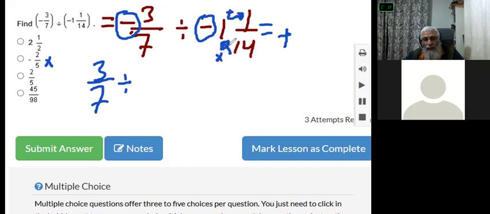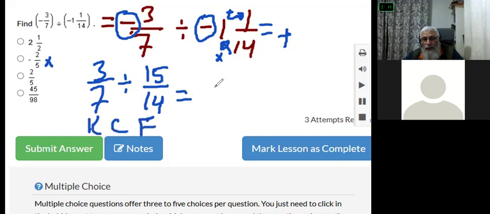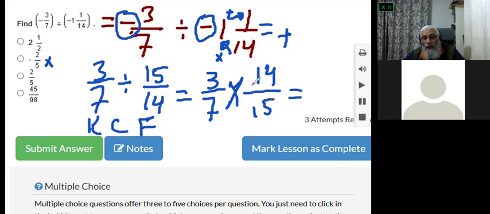Not flip now. Don't flip. Before flipping, we need to make this an improper fraction to be able to multiply or divide. So 14 times 1 plus 1 is what number? 15, so 15 over 14. Now you can do keep, change, flip. So I write 3 over 7 multiplied by 14 over 15. Can we simplify first before multiplying?